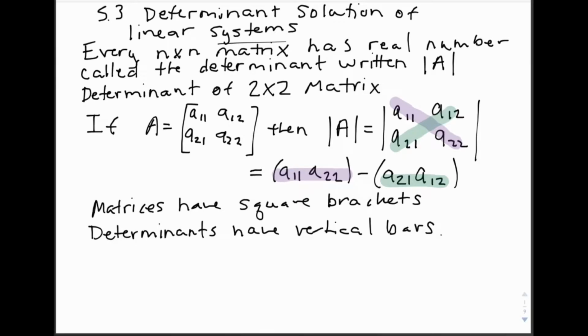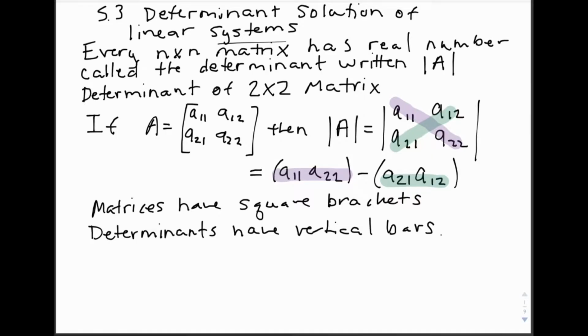Today we will be looking at 5.3, which is dealing with determinant solutions of linear systems. Every n by n matrix has a real number called the determinant, written using vertical bars. In this case we have the determinant of A, and the determinant of a 2 by 2 matrix. We have A is equal to, and we have some elements here.